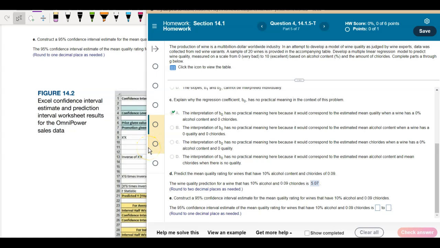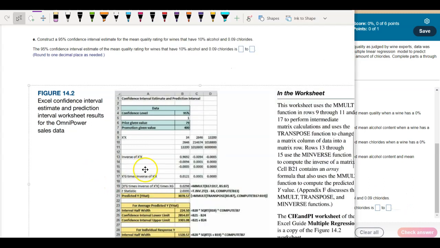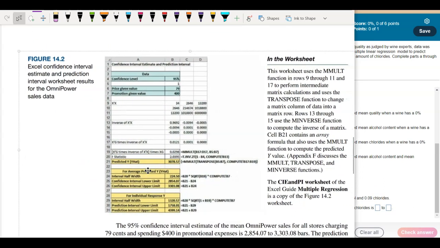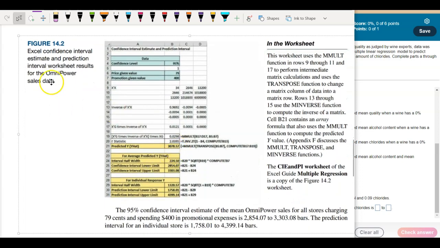All right, so for question E, we want to construct the 95 percentile confidence interval, all right? And we get the values 10% of alcohol and 0.09 chlorides, right? Now, in your book, in section 14.1, this is the work that you are supposed to do, right? However, they did not specifically say how to get this one, x prime times x, which is this matrix.